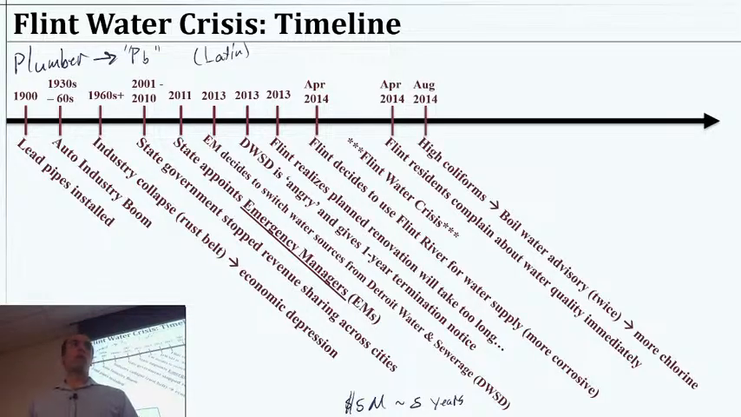By August that year, there are high coliforms. There's more bacteria in the rivers and stuff.